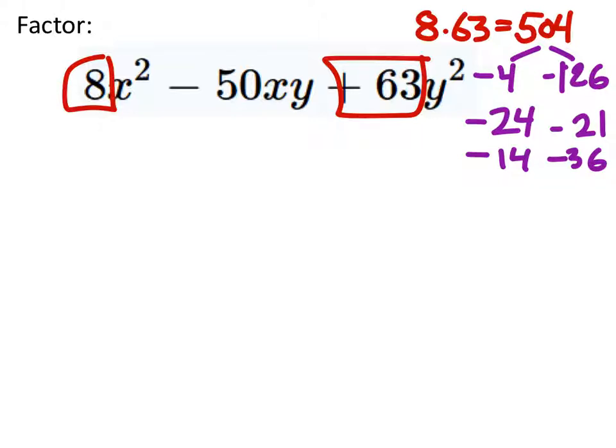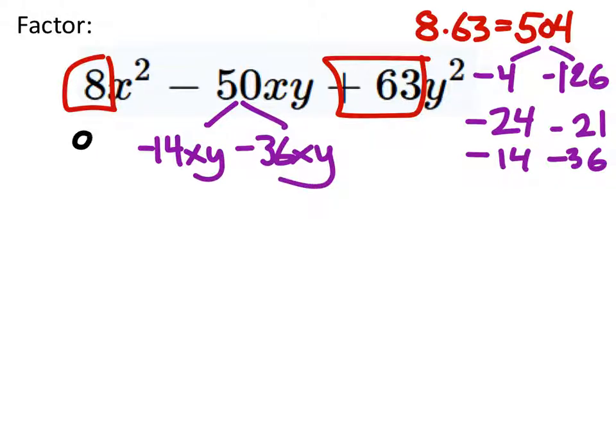So this tells us, once again, what to break up the negative 50xy into. Now, we are keeping the xy's with these because if we combine them, we would need negative 50 of them. So I got negative 14xy's and negative 36xy's. Again, it wouldn't matter if you switch those. And I've got 8x squared with positive 63y squared, which now allows us to do this by grouping.